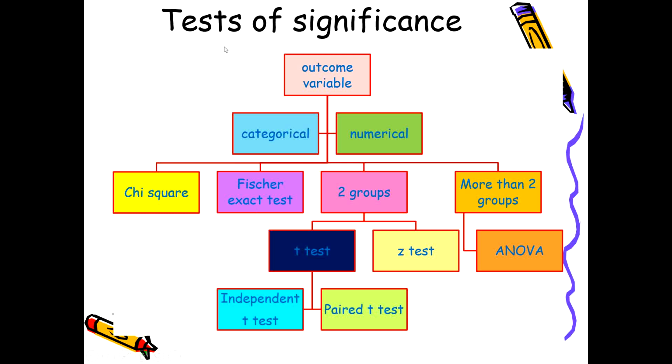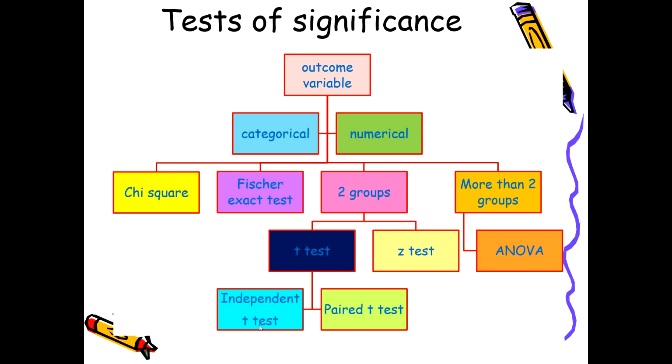Okay, if we are dealing with the hemoglobin levels and we want to see whether there is any difference between the hemoglobin levels of the male population and the female population, it means there are two groups. So now if the sample size is more than 30, we will be applying z-test, and if the sample size is less than 30, we will be applying t-test. Okay, so now if we want to compare the two groups, we will be applying independent t-test.